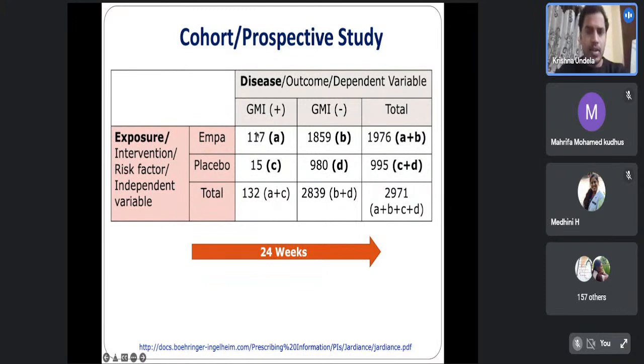We can see that the number is more here, 117 compared to 15, but we should not blindly depend upon the number only. Why? Because the total number also is different. If the total number were the same, you could depend on this and say it is more for empagliflozin. But this number is more, and that may be the reason; this number is less, and that may be the reason. So we cannot blindly go with a number and say this group has more chance of getting mycotic infection. So what is the alternative?